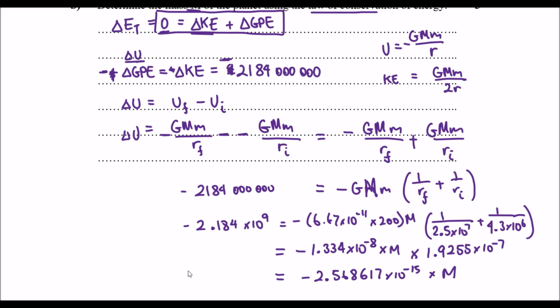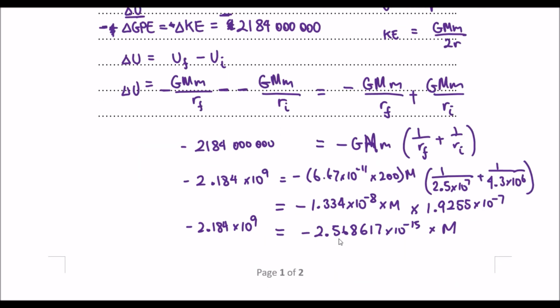Just leave that as a negative value there, so 2.184 times 10 to the power of 9. And then hopefully you can see what I'm trying to do here. I'm going to divide the two numbers across to find my value of m. So m in this case, and you probably don't have to do as much working out as I've done here, but it's just to make sure everyone's on the same page as I am in regards to what the procedures are.